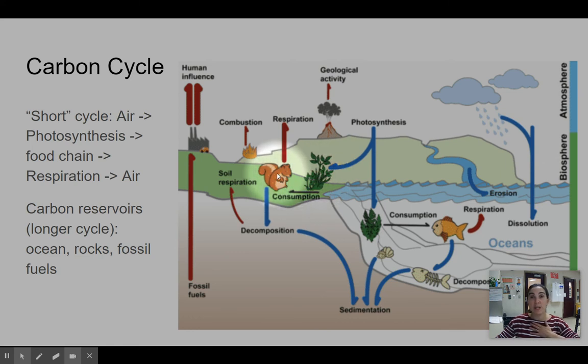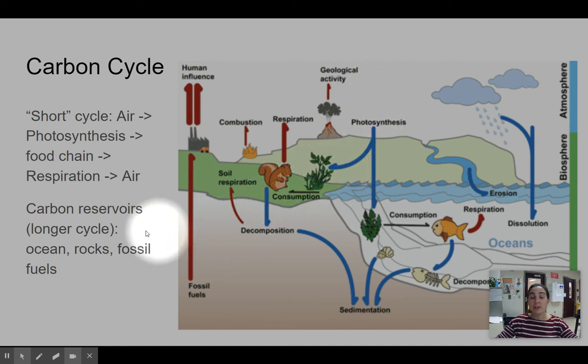We get our carbon through some of the things that we eat, like carbohydrates. And then as we break down our food, animals and other things release that carbon back into the atmosphere through respiration. We breathe out carbon dioxide and then it's back up here in the air. So this is the short, quick version of the carbon cycle that's happening constantly all the time.